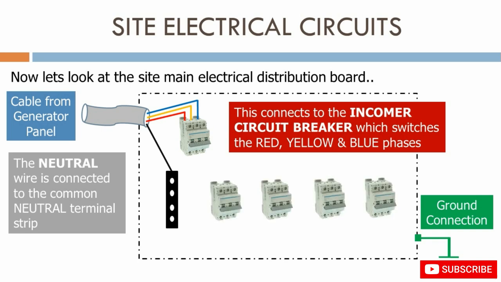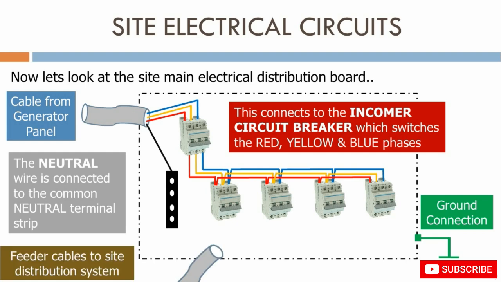We have some three-phase feeder circuit breakers. We now loop across the red phase from the incomer circuit breaker to the feeder circuit breakers. We then loop across the yellow phase and the blue phase. We have the feeder cables to take the three-phase power to the site distribution system. We then connect the red phase, yellow phase and blue phase to the feeder breaker for that circuit. We connect the neutral to the common neutral terminal strip.